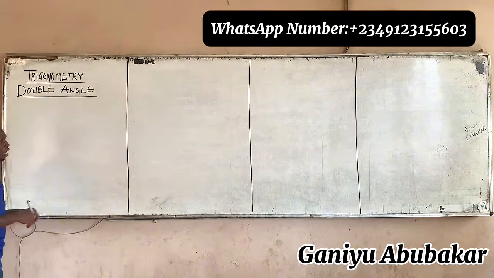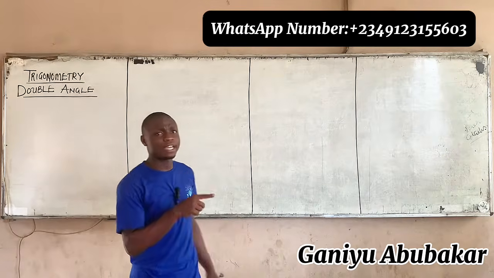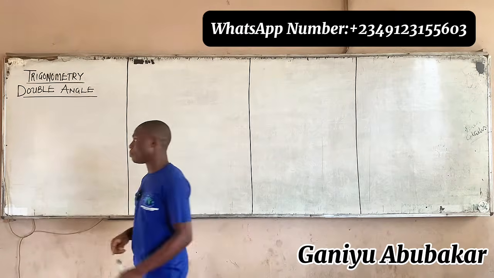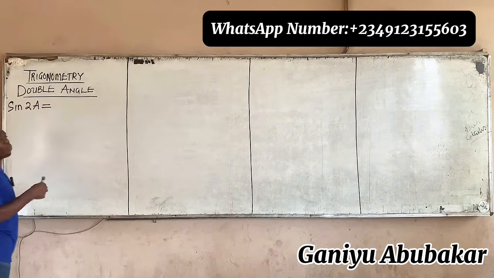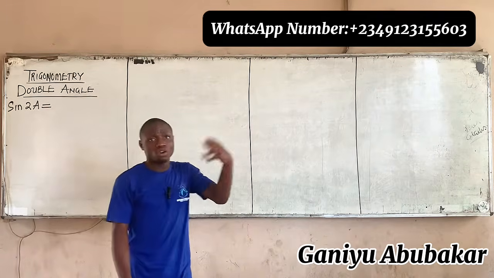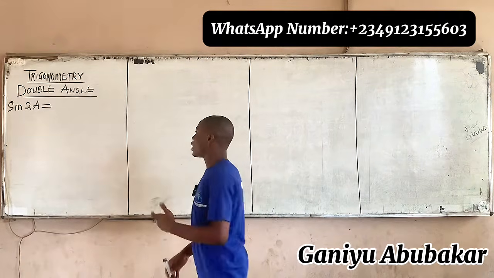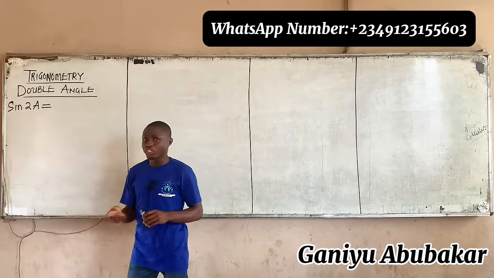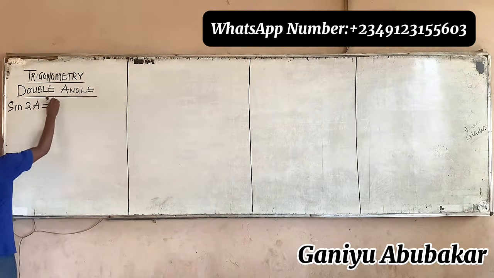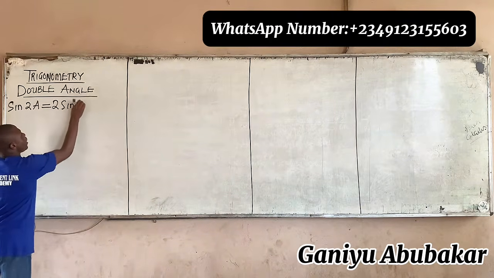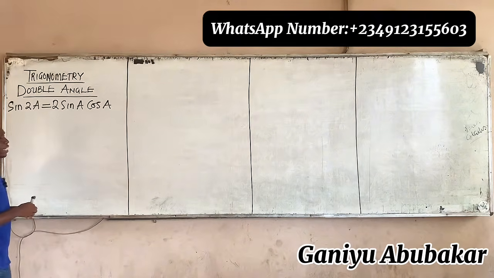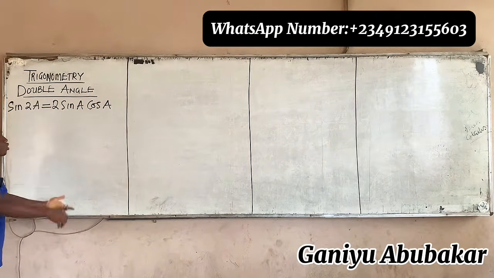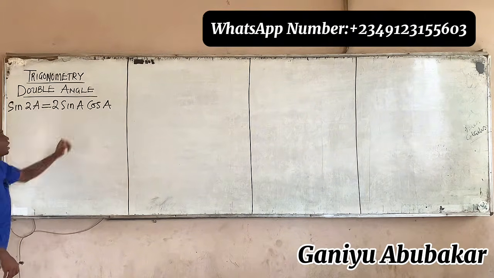When it comes to double angle, we are considering sine, cos, and tan. So let's start with sine, please. If I'm given sine 2a, because it's a double angle, my angle becomes double. So for sine 2a, what's your expression? That becomes 2 sine a cos a.